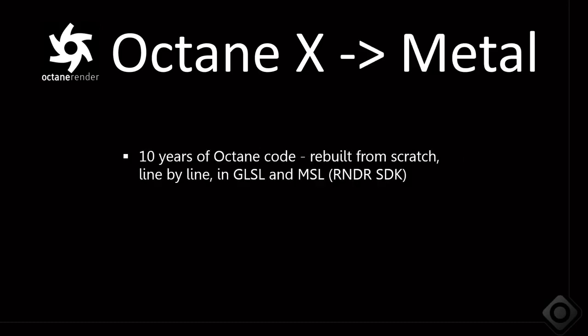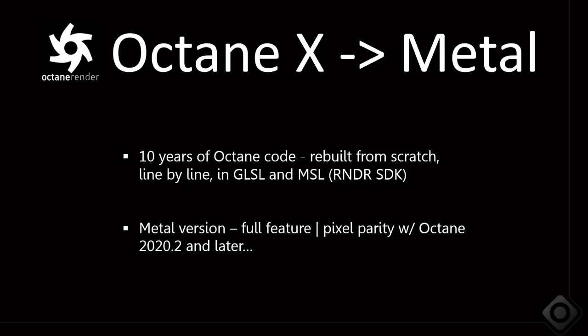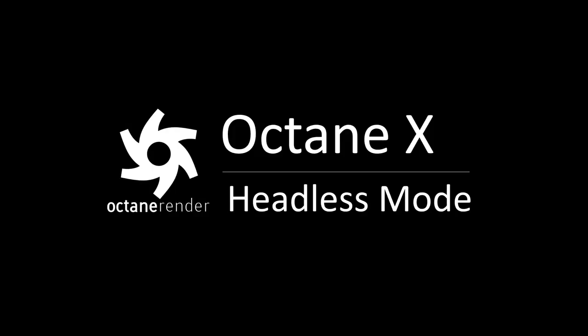And to get this to work and to validate whether or not this SDK and this backend actually is functional, we had to take all of Octane's CUDA code, 10 years worth of code, and rewrite it from scratch over the last 2 years, which we've done, into GLSL. And we can also use Metal shading language to optimize any GLSL, which we've done for OctaneX. And the Metal version is now done. It has full pixel parity with the latest Octane 2020 release coming out this summer, and it's awesome.